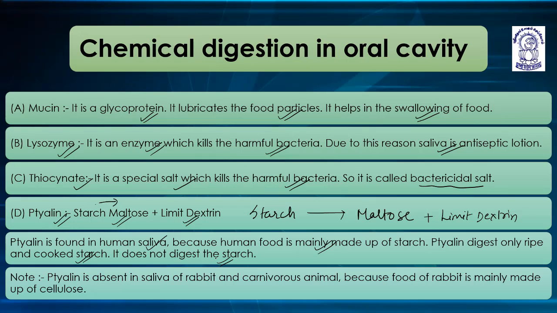Ptyalin digests only the ripened and cooked starch. It does not digest the raw starch. Ptyalin is absent in the saliva of rabbits and carnivorous animals because the food of a rabbit is mainly made up of cellulose, so there is no function of ptyalin there. So ptyalin is absent in herbivores like the rabbit, and especially in carnivores, because there is no need to digest starch, right?